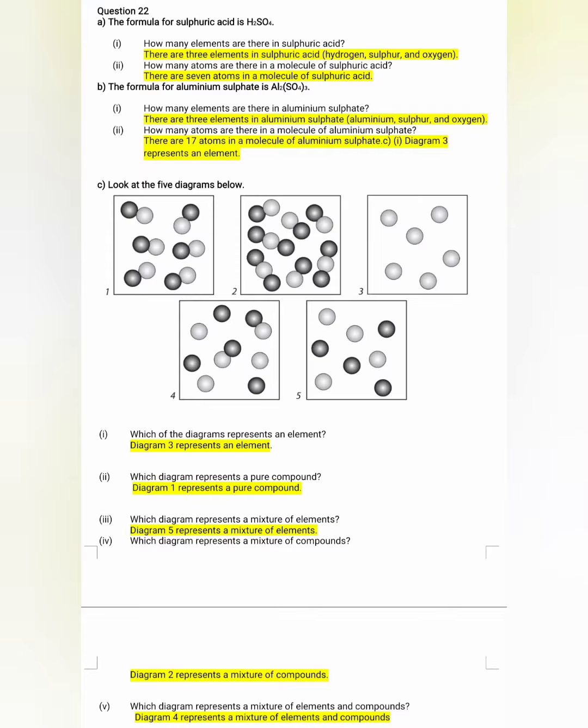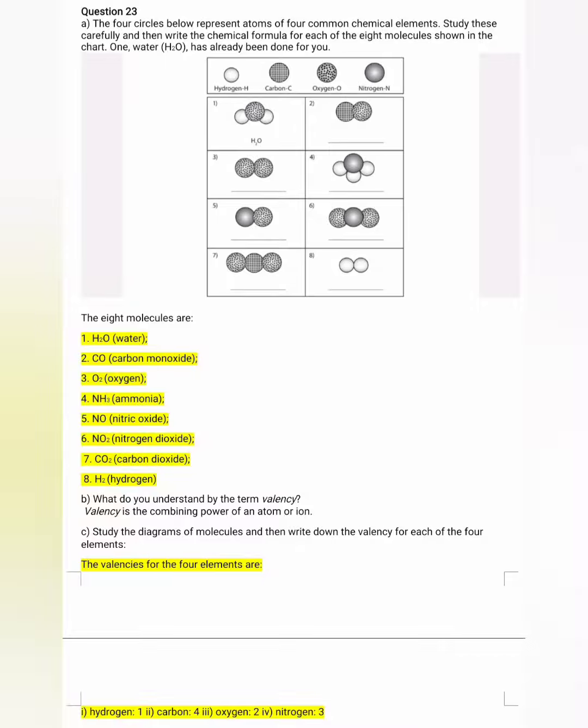Diagram 5 is also a mixture of many elements. Answers are written highlighted with yellow color. You have to pause this video. The color of the atom is different. It means it's a different kind of atom. In this page, we have done a different type of question. Question number 23. The first diagram is a water molecule, second is carbon monoxide, third is oxygen molecule, fourth is ammonia, fifth is nitric oxide, sixth is nitrogen dioxide, seventh is carbon dioxide, eighth is hydrogen gas molecule.